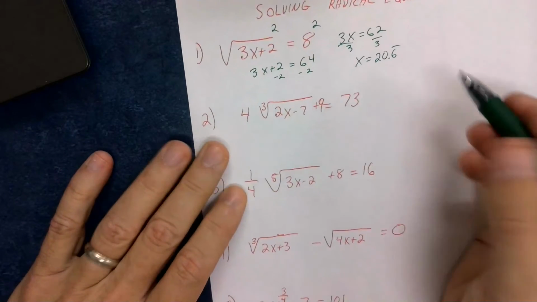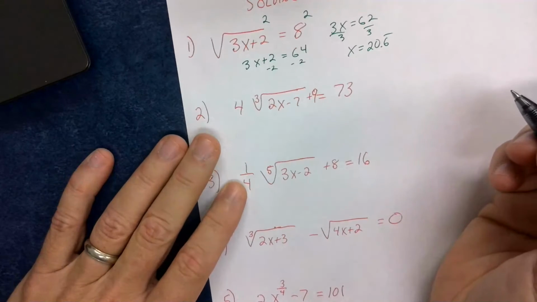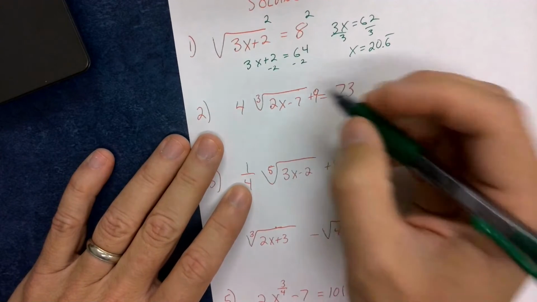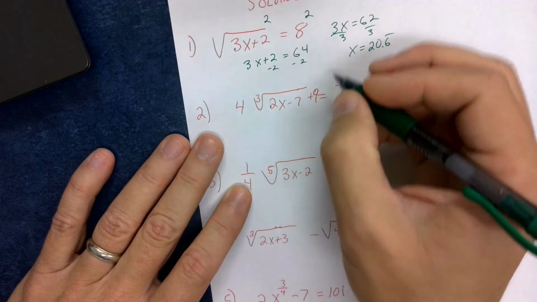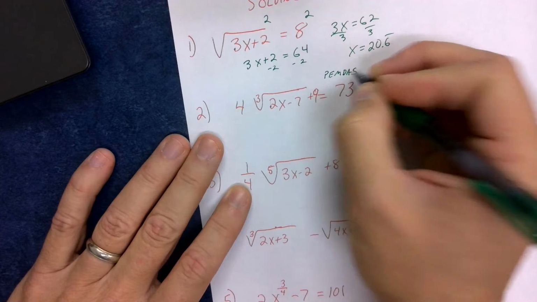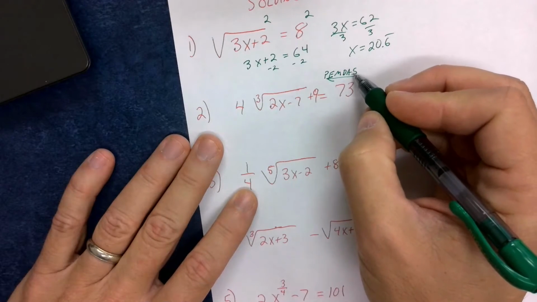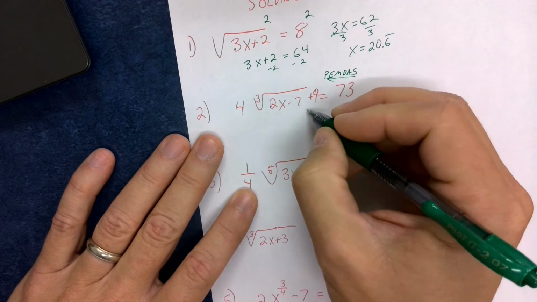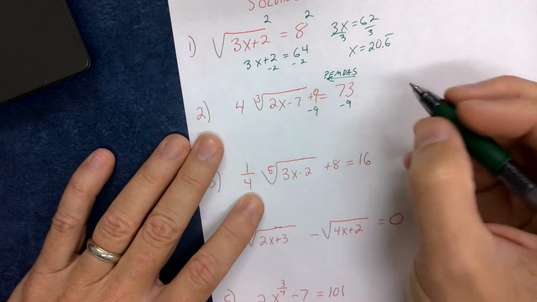I'm going to move on to the next one right now. So here, I have to get rid of the 4 and I have to get rid of the 9, but I have to make sure I do it in the right order. So I'm going to remember, PEMDAS backwards, right? P-E-M-D-A-S. I've said this many times, but when you're solving an equation, you have to work backwards. So get rid of addition, subtraction stuff first. That's plus 9. So minus 9, minus 9.